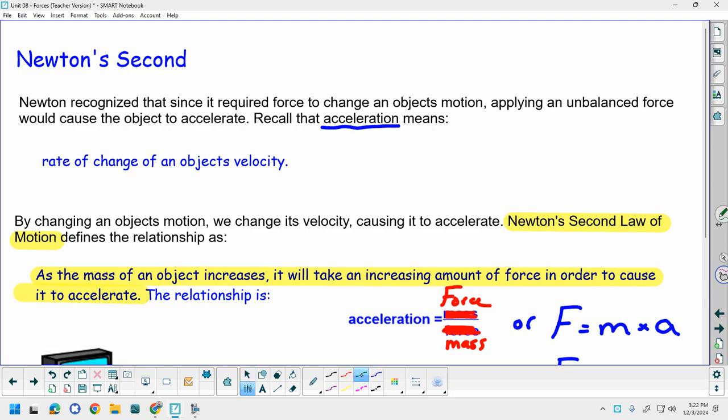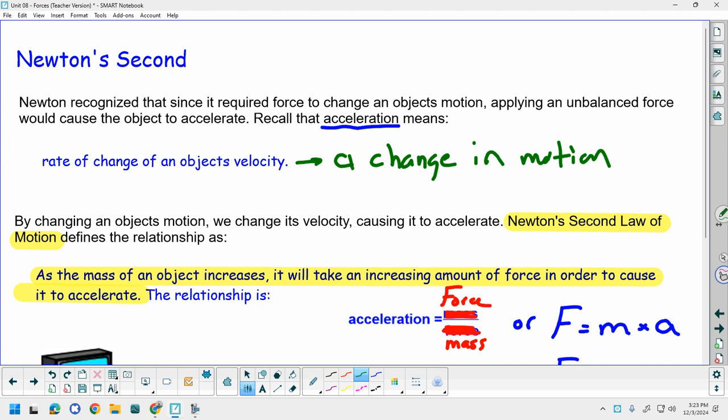And as we've talked about, really, we could boil it down to simply saying that we have a change in motion. Again, speed up, slow down, or change direction. By changing an object's motion, we change its velocity, causing it to accelerate. And so Newton's second law is really the mathematical model that outlines the relationship between the object, which has mass, the unbalanced forces acting on the object, and then how much its motion will change.